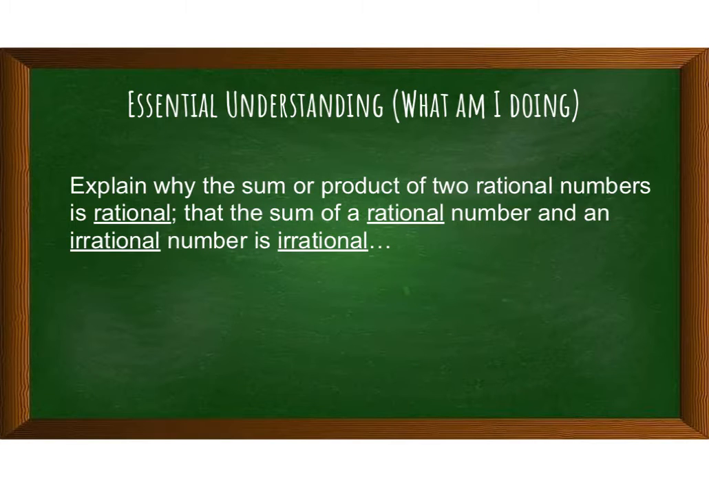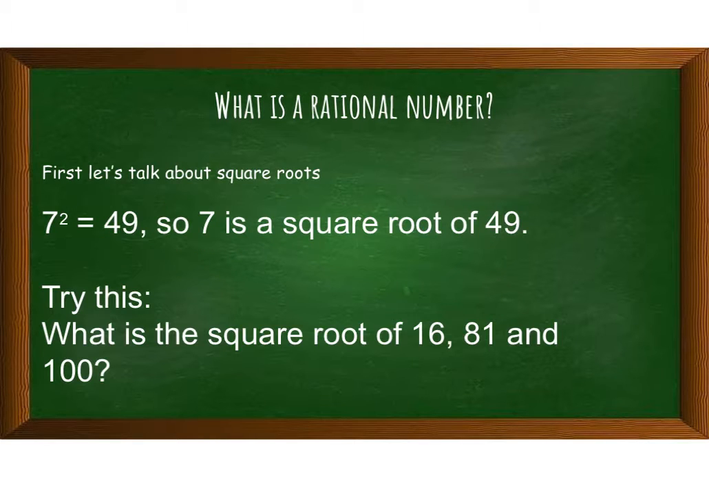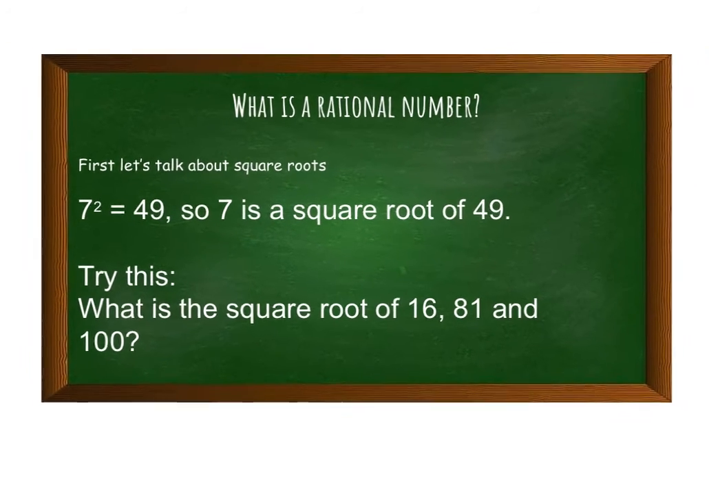So today, our essential understanding, what you are doing is you are explaining why the sum or product of 2 rational numbers is rational, and that the sum of a rational number and an irrational number is irrational. Okay? And we will go over what rational and irrational both mean. Okay? All right, what is a rational number?